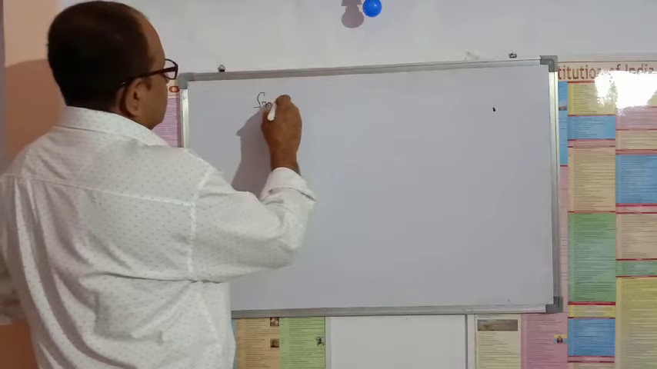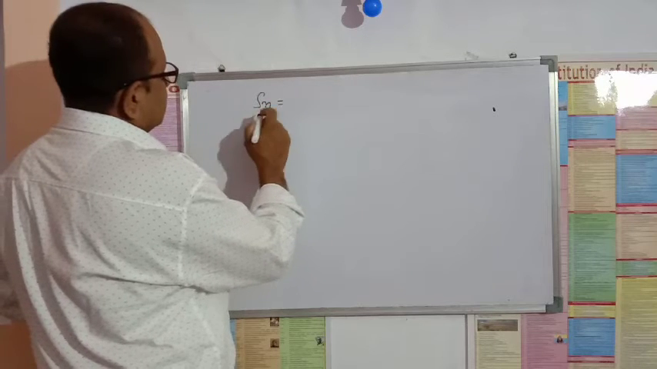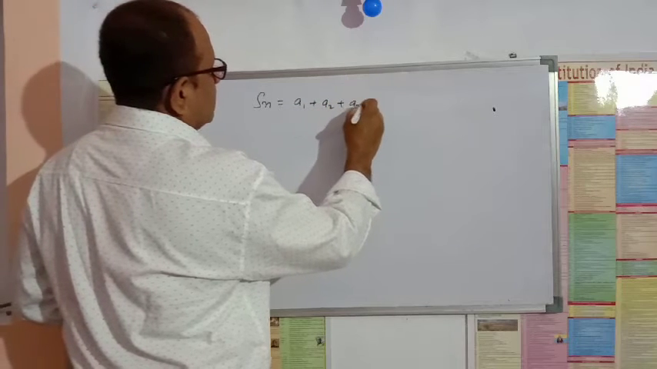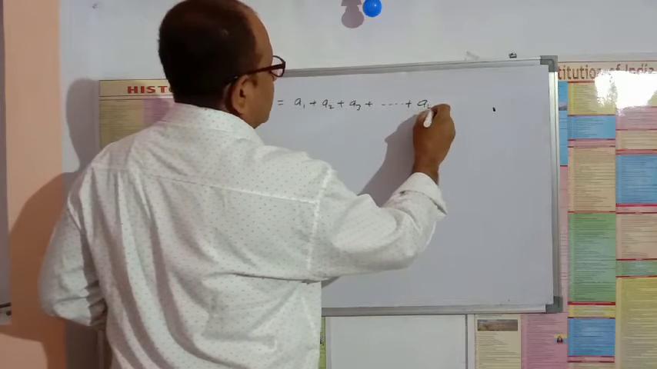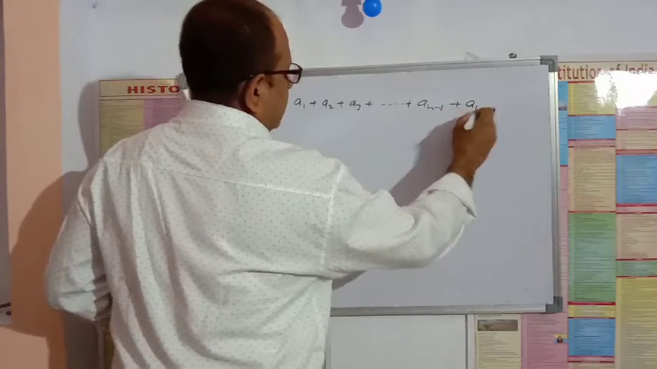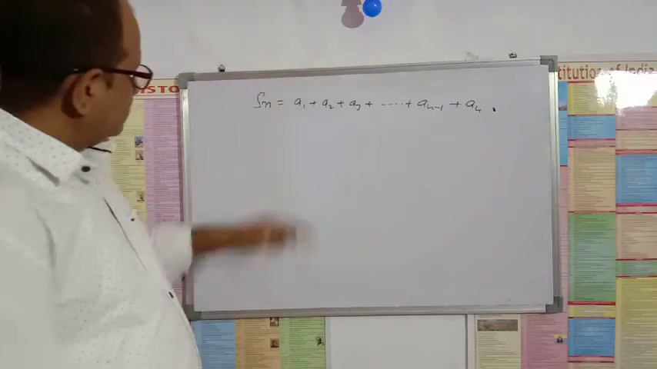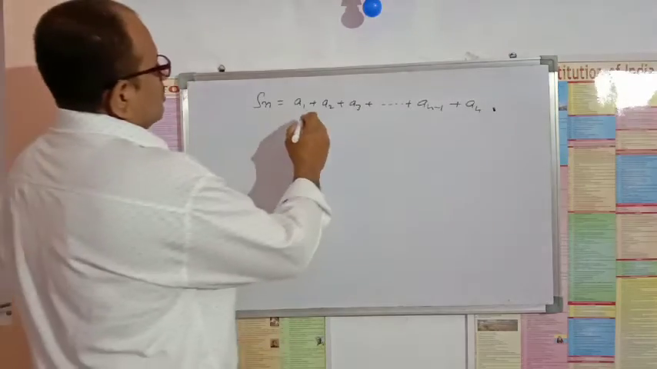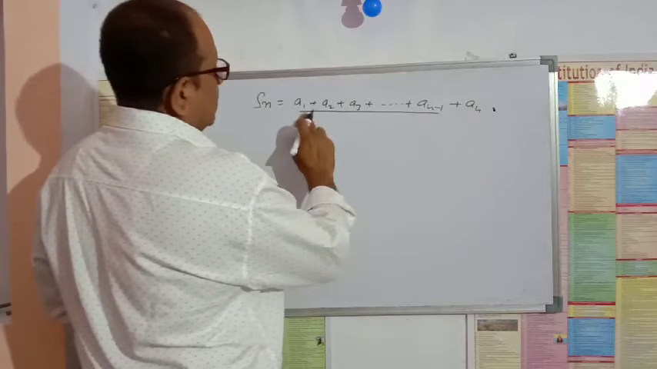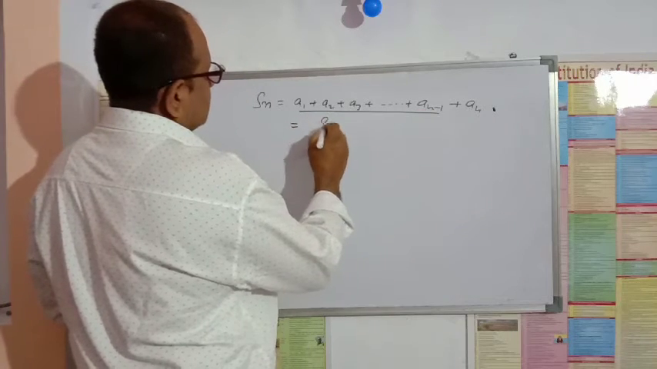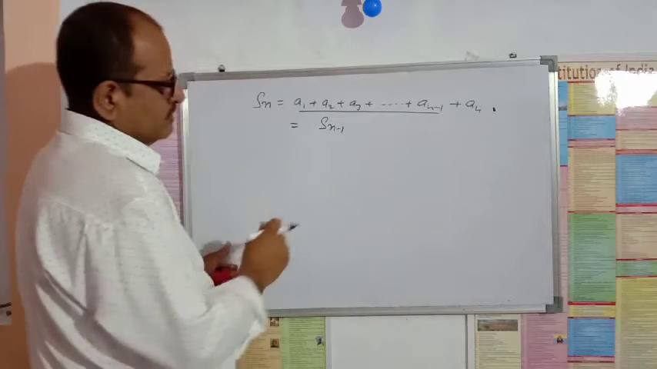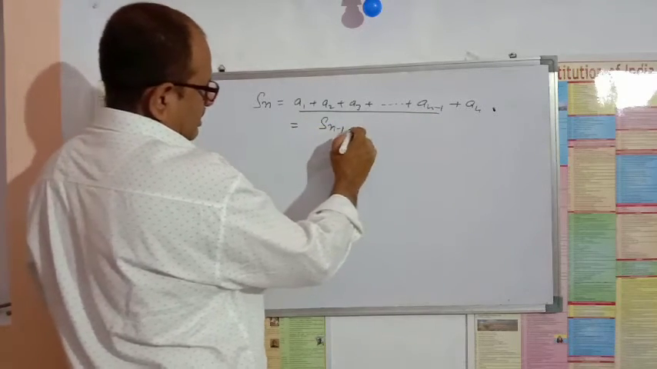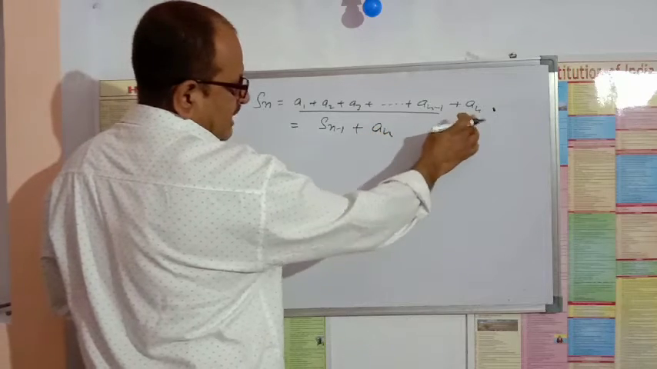Suppose S_n means the sum of n terms of the sequence: a1 + a2 + a3 + ... + a_(n-1) + a_n. S_n is the sum of the first n terms of the sequence. From a1 to a_(n-1), it is the sum of n minus 1 terms. Plus a_n, the nth term, the general term.